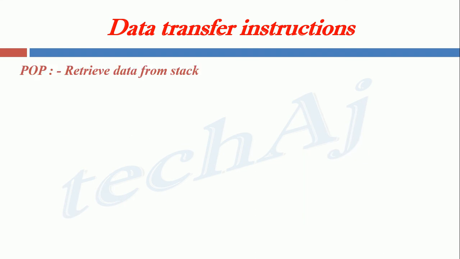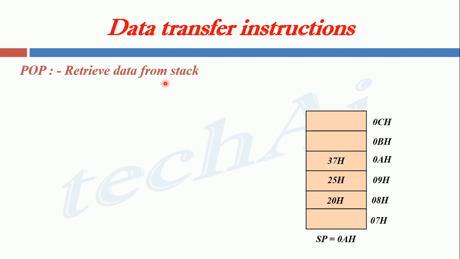Next instruction is pop instruction, which retrieves the data from the stack memory. Suppose this is the initial status of stack memory. Stack pointer is pointing to the last element on a stack, that is 0AH. Now, if we execute the pop instruction, pop R5. After execution of this instruction, the topmost element which is pointed by the stack pointer will be popped out and stored on a register R5. Every time the element is popped out, the stack pointer is decremented by 1.